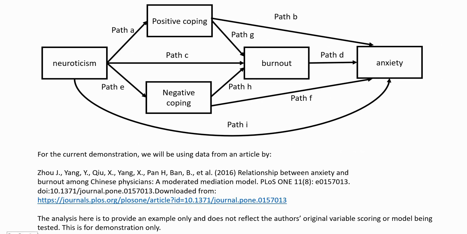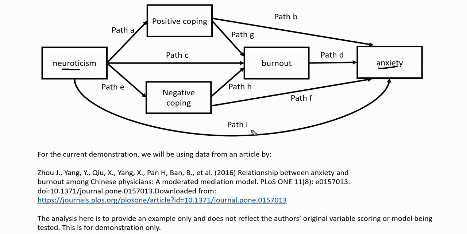For our current demonstration, we will be using data from an article by Zhou et al., the relationship between anxiety and burnout among Chinese physicians, a moderated mediation model. We aren't carrying out moderated mediation in this analysis. I do want to mention that the scoring of the variables is likely to be different from what the authors actually used, and the model is definitely not what they were testing in that particular article. This presentation is just for a demonstration only with respect to Model 80 using PROCESS. The model that I've laid out essentially has neuroticism serving as a predictor of anxiety.